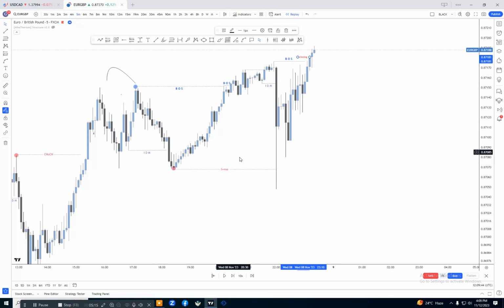Now what to do at this point? Simply we will shift our lower low from this area to that area. Now our next lower low is shifted from that area to that area. This is our next lower low point.